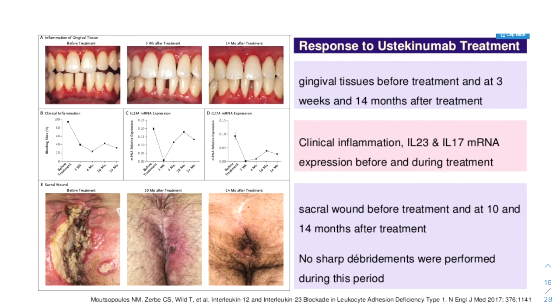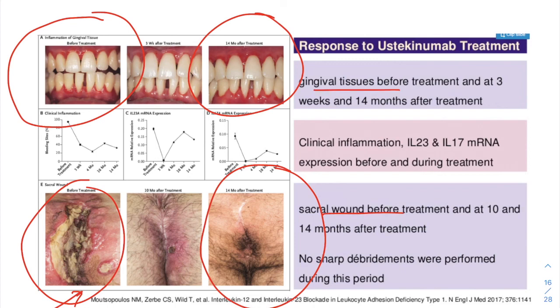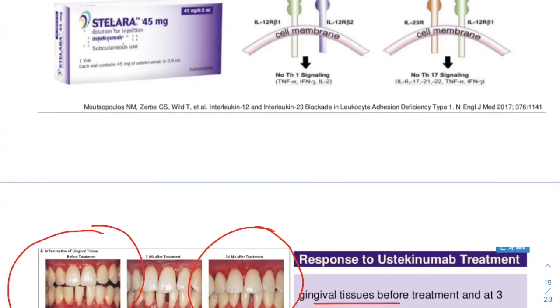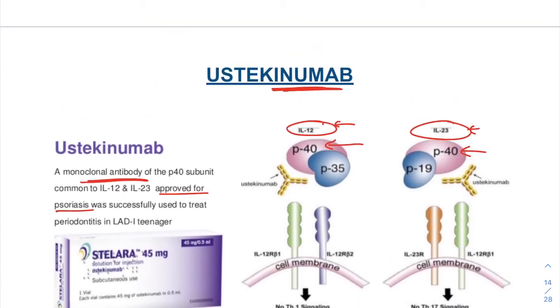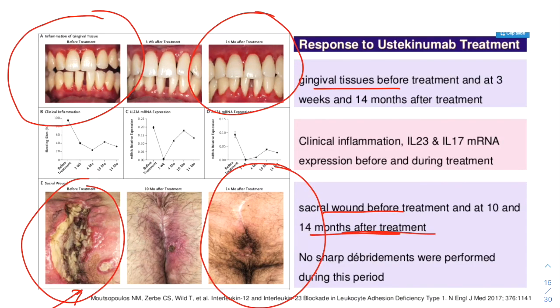These are the pictures on the left side of the patient with LAD-1 having periodontitis and sacral wound. These are the pictures 14 months after treatment with ustekinumab. The gingival tissues and the sacral wound 14 months after treatment showed marked improvement. However, this is a single such case report. Further studies are necessary to determine the safety and efficacy of ustekinumab in the treatment of inflammation and infections in LAD-1. So with this, we come to the end of the lecture on leukocyte adhesion deficiency type 1.